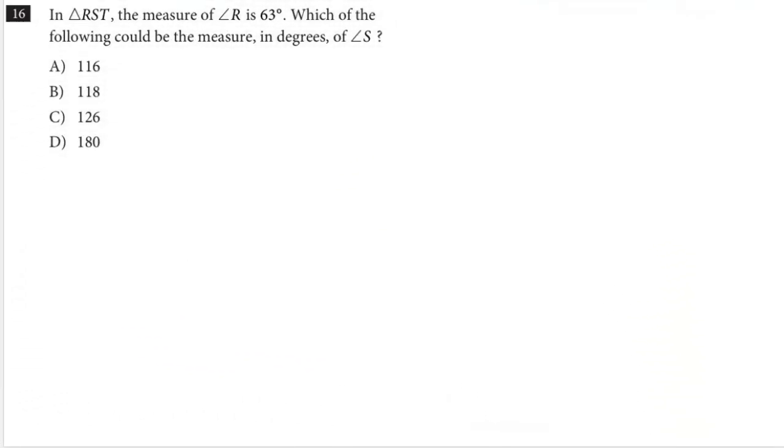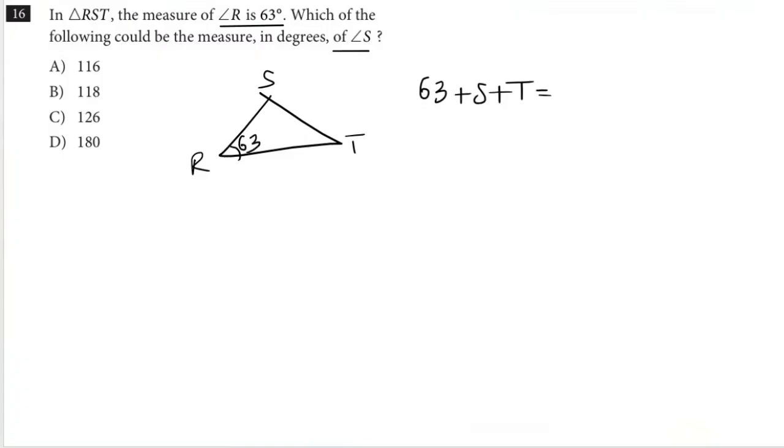Question 16. In triangle RST, the measure of angle R is 63. Which of the following could be the measuring degree of angle S? So I can just make a random triangle RTS. The sum of angles of a triangle is always 180, so this is definitely incorrect, it can't be 180. This is incorrect as well, because if you add 126 and 63, it will exceed 180.